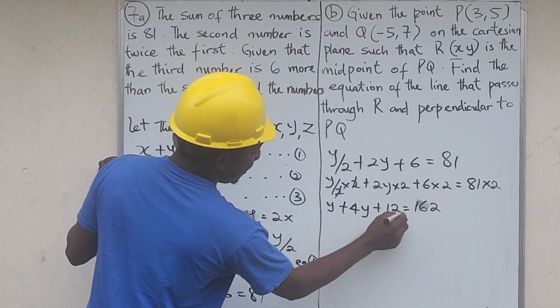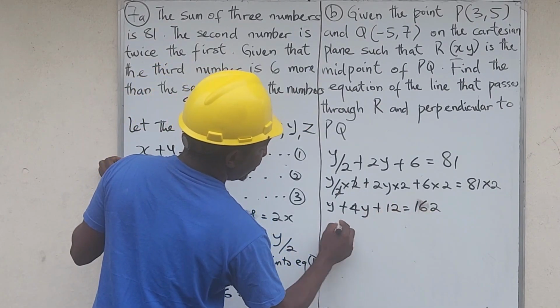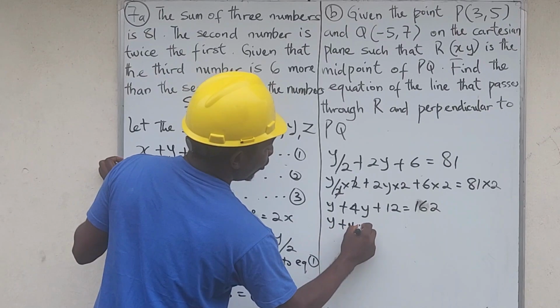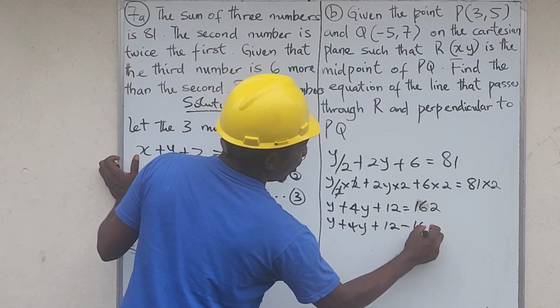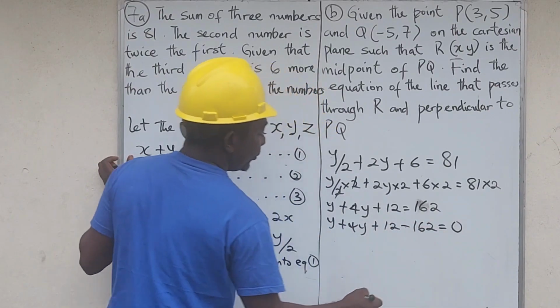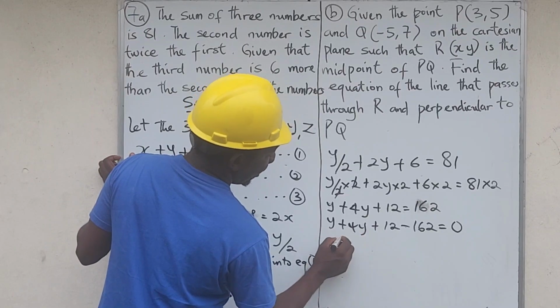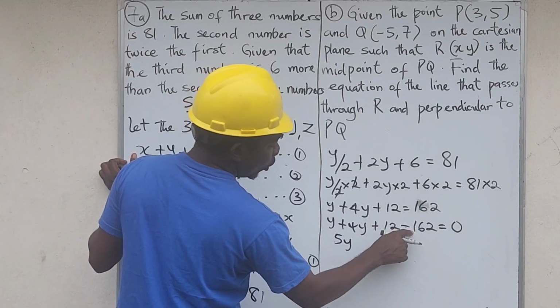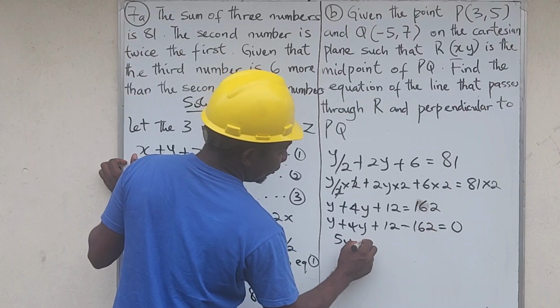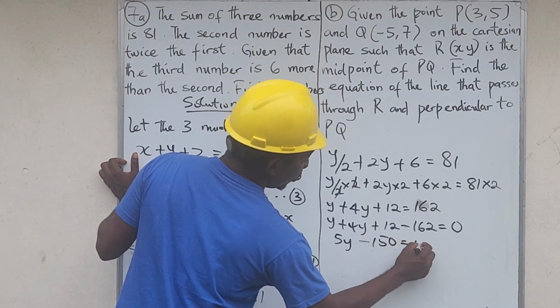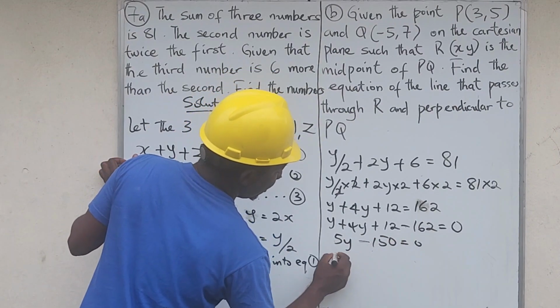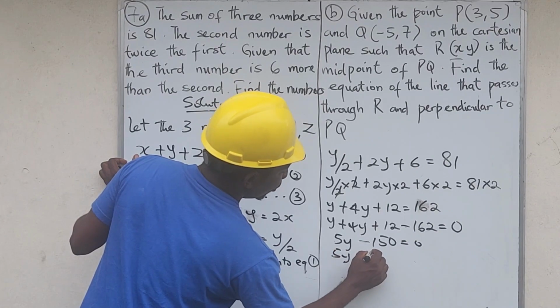Now this will transpose to the other side. We have y plus 4y plus 12 minus 162 equals 0. This is the same thing as y plus 4y is 5y, then 12 minus 162 is minus 150, equals 0. Now this can be transposed to this side, and we have 5y equals 150.